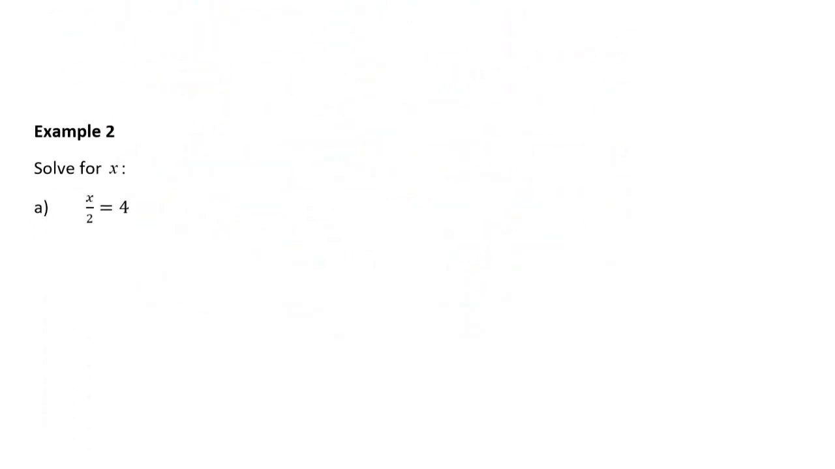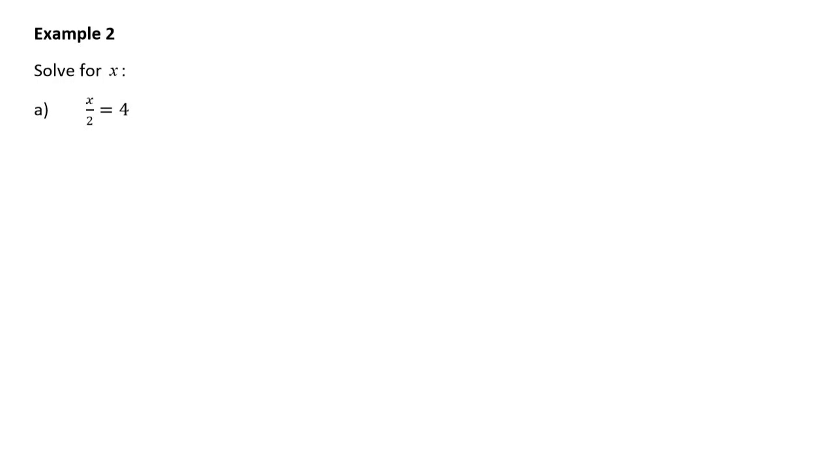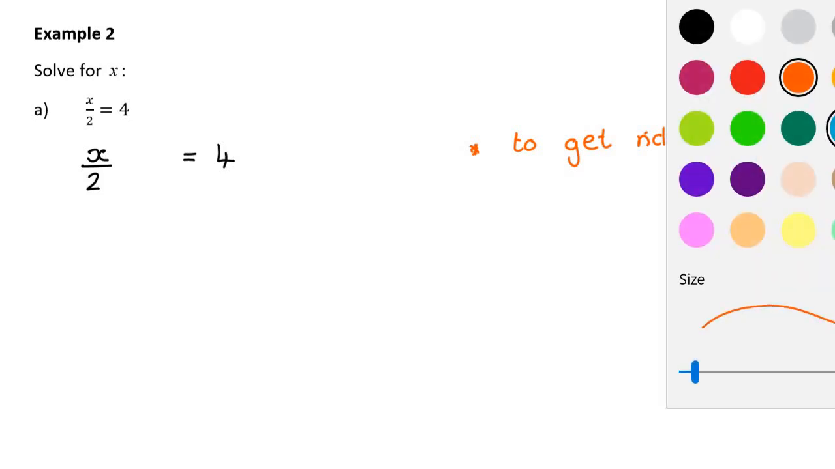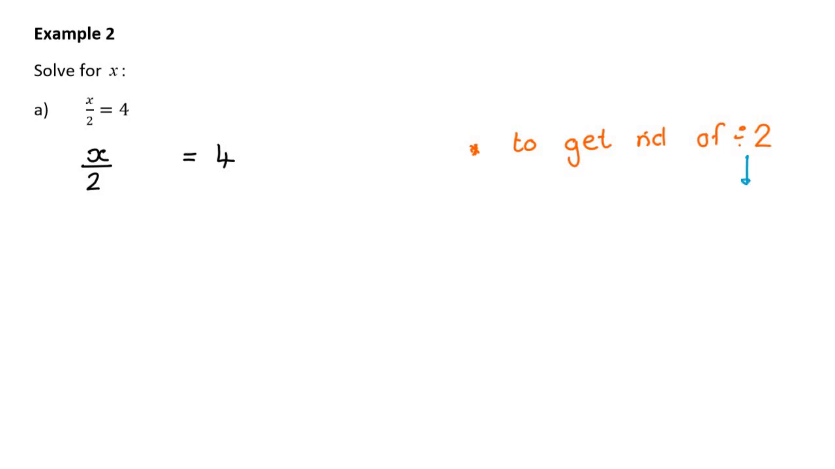So let's look at example 2. Let's start off with some easier ones. What happens if I had x divided by 2? Now this should be fairly easy for us because we are already quite used to the fact that if you write something over 2, it means divide by 2. And we're used to the idea that to get rid of dividing by 2, I'm going to multiply by 2, simply because we've already discussed the idea that division is the inverse operation of multiplication. So I'm going to multiply by 2.